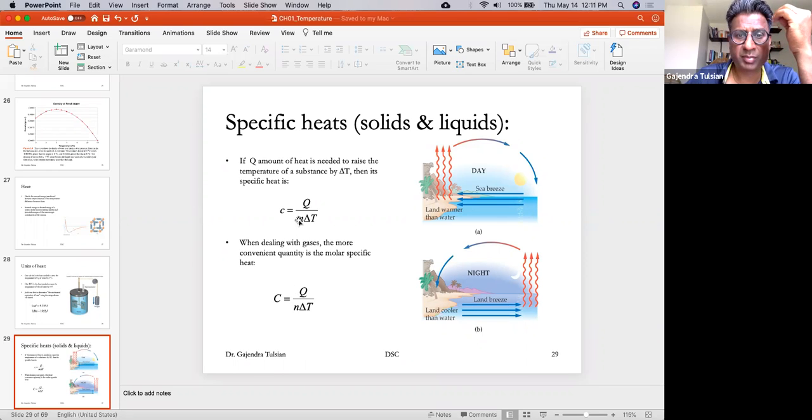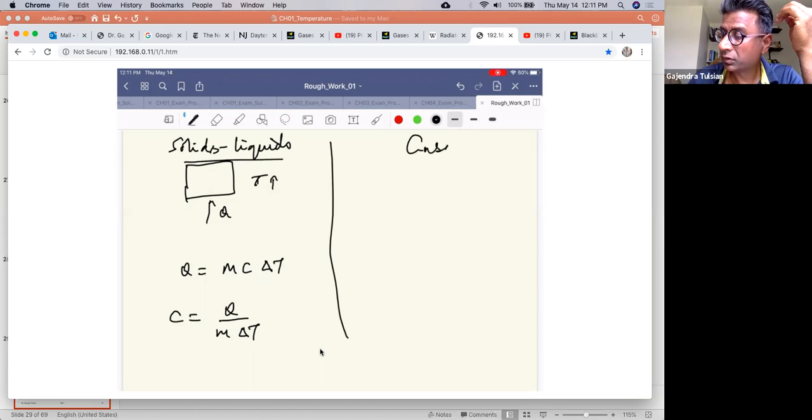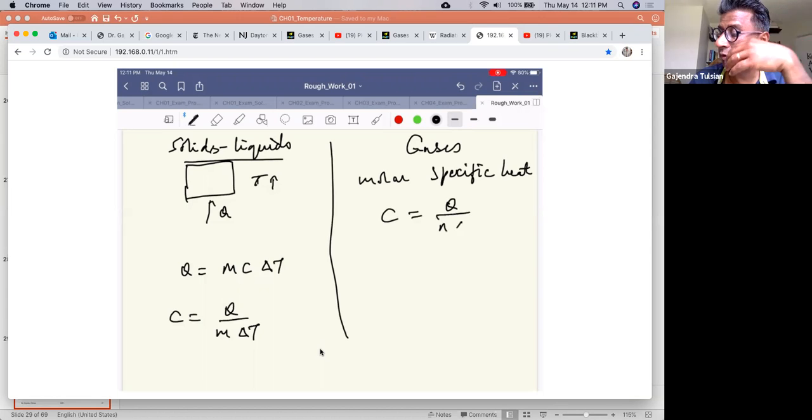It's just based on what's convenient to measure. And when we come to gases, we'll do another thing. So this is for solids and liquids, and for gases, it's molar specific heat: Q divided by n, the number of moles.